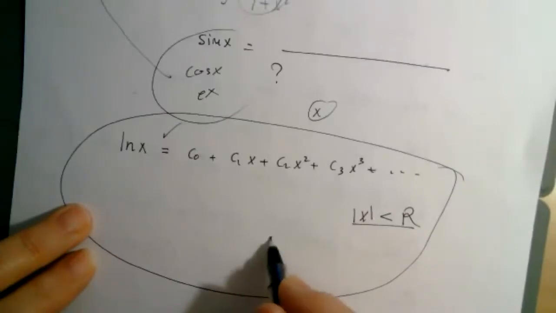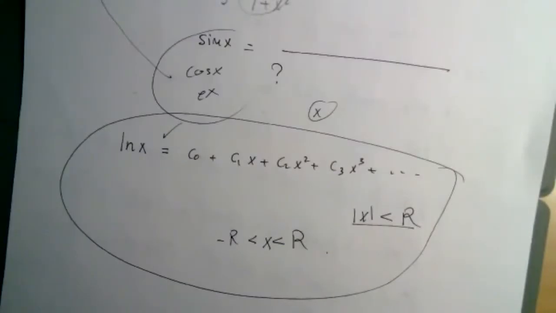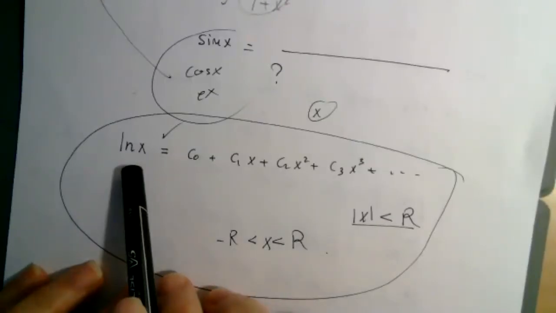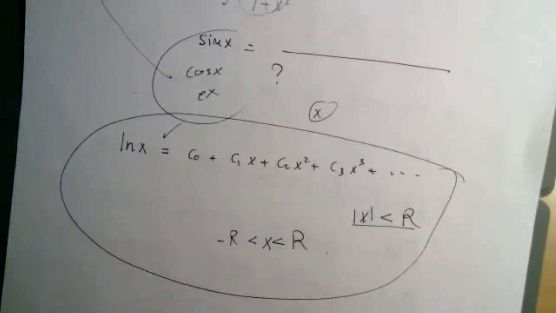When absolute x is less than r, it means x is between minus r and r. Is it possible that for every x between minus r and r, ln of x could be written as this sum for all x's in here? Does this make sense? Probably it's a bit hard question, but not very hard. Can anybody try to say why I am asking this question? I mean, that's the issue. Any other ideas?